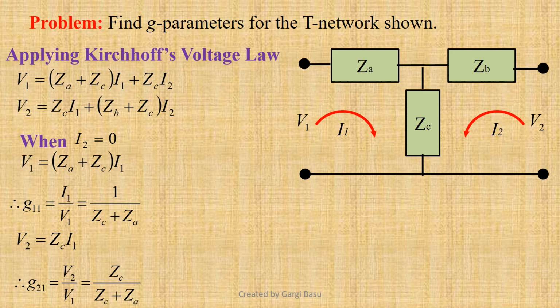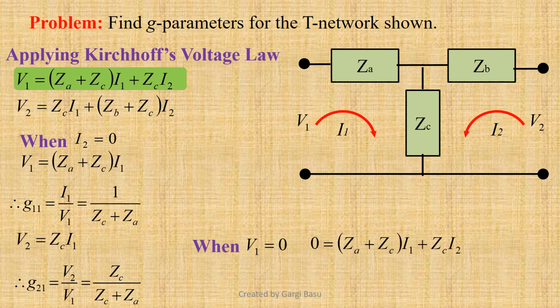Now let us short circuit the input port, that is V1 equals 0. Therefore from equation number 1 we can write 0 equals (ZA plus ZC) into I1 plus ZC into I2. So we get G12 equals I1 by I2 equals minus ZC divided by (ZC plus ZA).